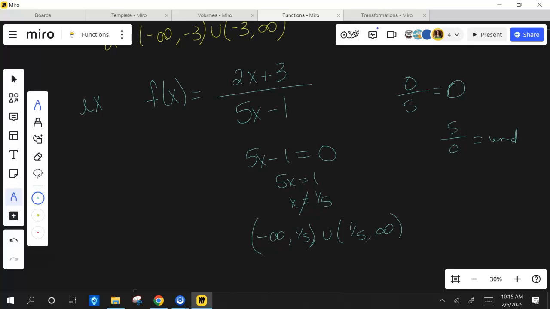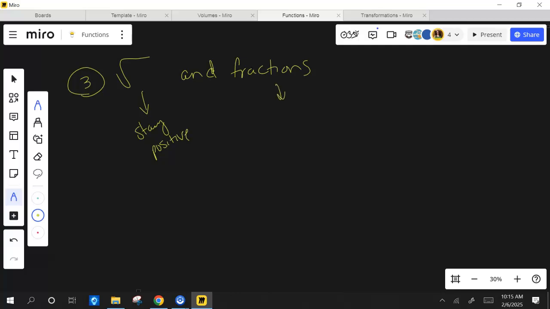Unless there's a radical in the top. The third one is fractions and radicals. All right, when I combine them, same rules still apply. It's just a little bit harder when you've got both, okay? This still has to stay positive. This still cannot have a denominator of 0, okay?